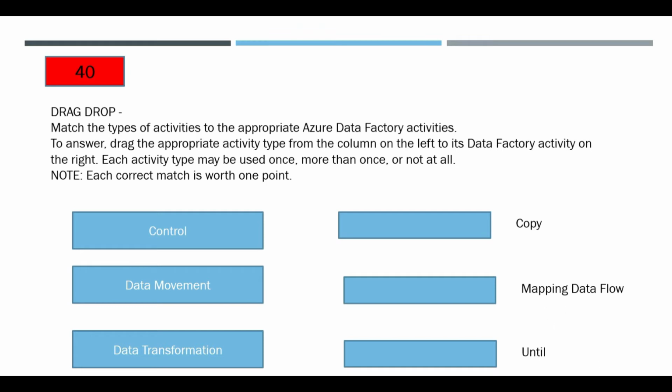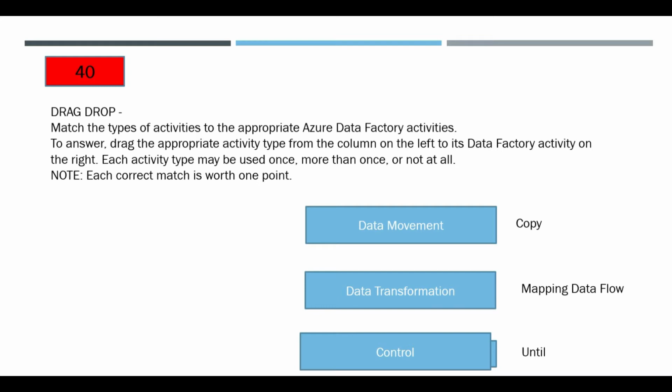If you are coming from an ETL background, you must already know what you do in the mapping. As a part of the mapping exercise, we do a source to target mapping and apply a series of transformations in that layer. Hence, data transformation is more relevant for mapping data flows. And let's go to until. Until is obviously control because it is telling you at which point you have to stop processing, or till when you have to process the data. So this is how the final answer looks like.